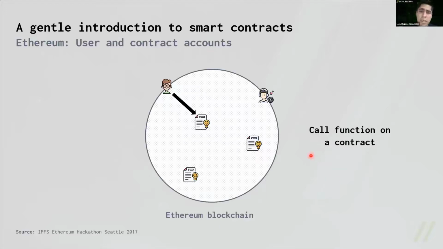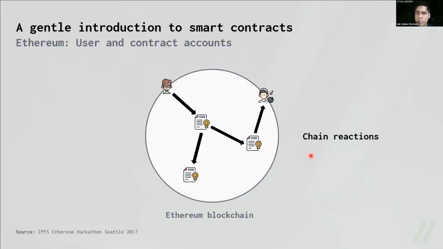And what does it mean? That you call a function from the smart contract. And the smart contract can interact with another user. You can also have a chain reaction. A user calls a function from a smart contract. The smart contract interacts with another smart contract, and this contract interacts with a user, a chain reaction.